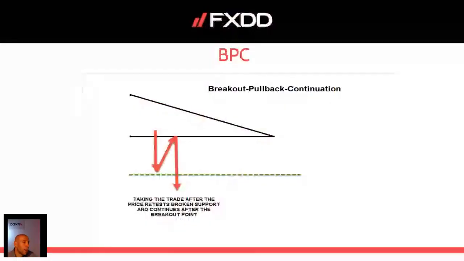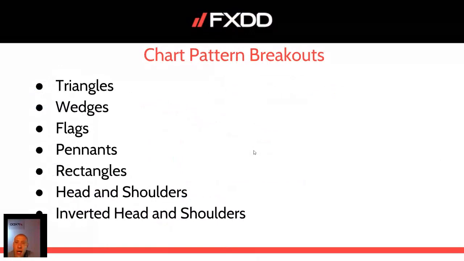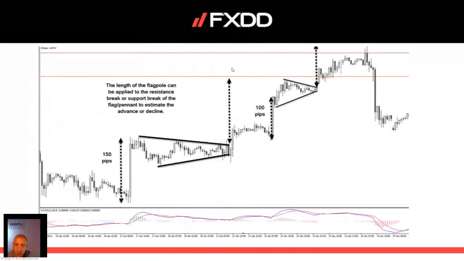Okay. Now, chart pattern breakouts. You can basically do trigger happy, breakout, retest, and breakout, pullback, continuation on any of these patterns: triangles, wedges, flags, pennants, rectangles, head and shoulders, and inverted head and shoulders. So you can basically do breakout trading after the price breaks these chart patterns.